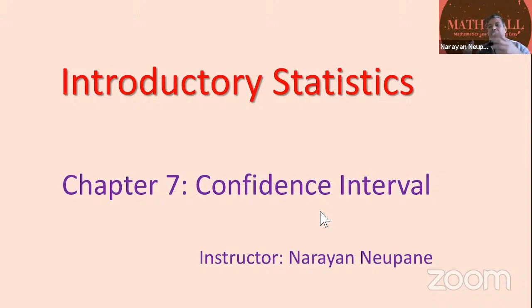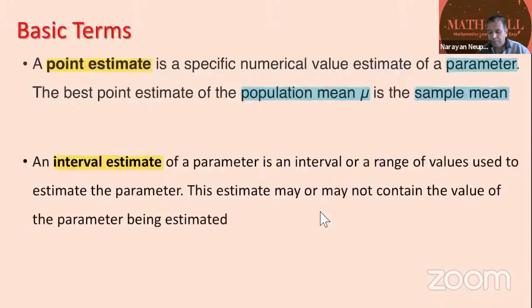There are several different cases of confidence interval, but before we get into those different cases, we are going to look at some basic terms related to the confidence interval. The first one is the point estimate. So when I say point estimate, it is the specific numerical value estimate of the parameter. Whenever we are constructing the confidence interval, because in this chapter we'll be constructing the confidence interval.